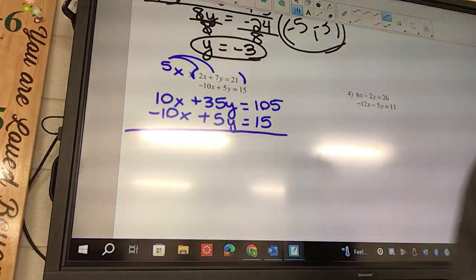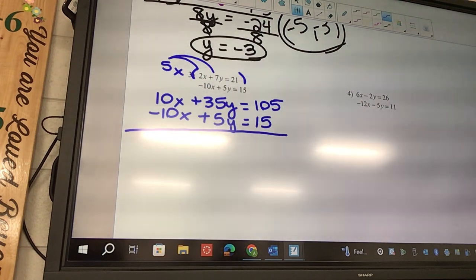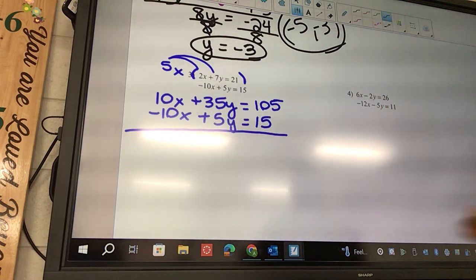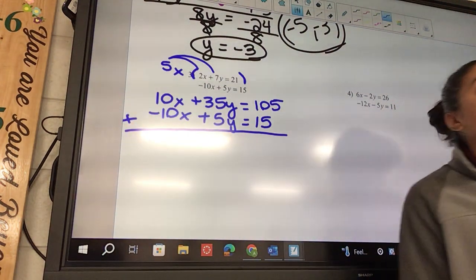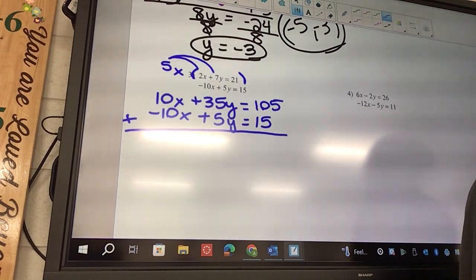Okay, now, do we have letters that have the exact same number in front of them? Yeah, the x's. Notice how one is a positive 10 and one is a negative 10. That means you can add the two equations together. We don't want them to both be negative. That's what I'm telling you. That means you multiplied by the wrong number. You might have multiplied by the right number, but not the right signage.